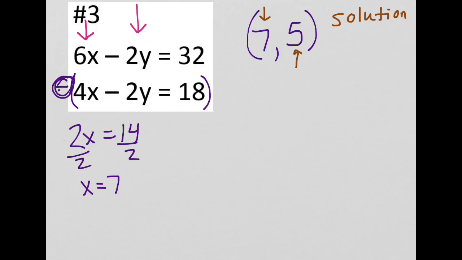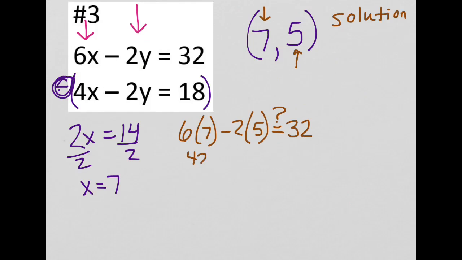I'm going to replace the x with the 7 and the y with a 5. And I'm going to ask myself, does this really equal 32? If it does, then it's a solution to this line. So 6 times 7 is 42. 2 times 5 is 10. Does 42 minus 10 equal 32? Yes. So that's correct. 7, 5 is a point that's a solution to that first equation.